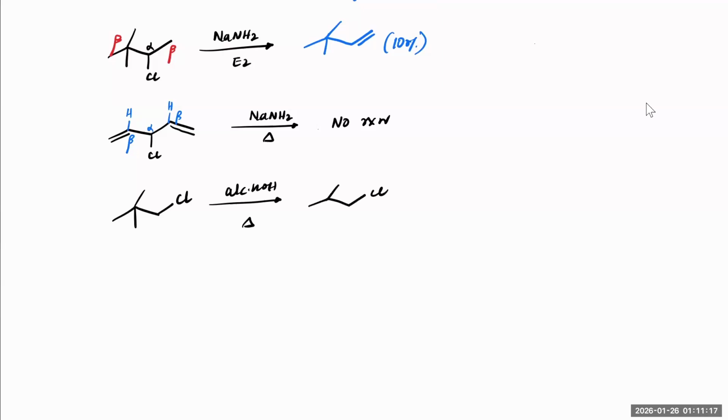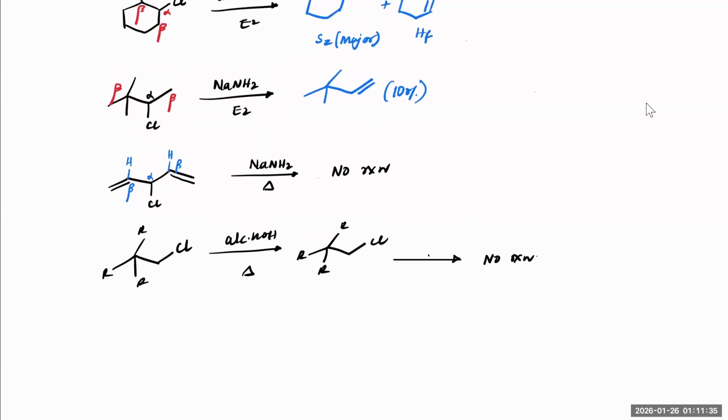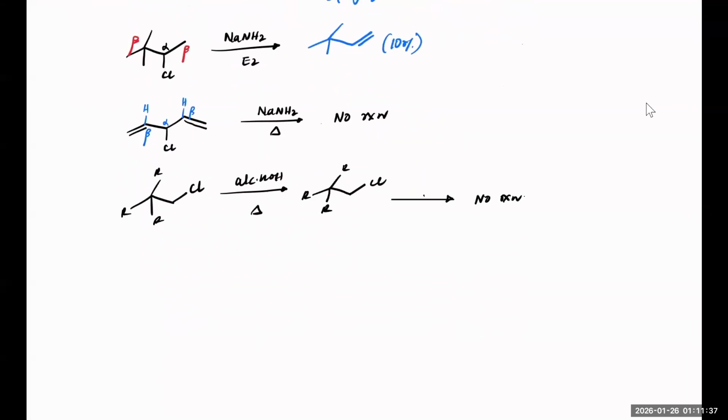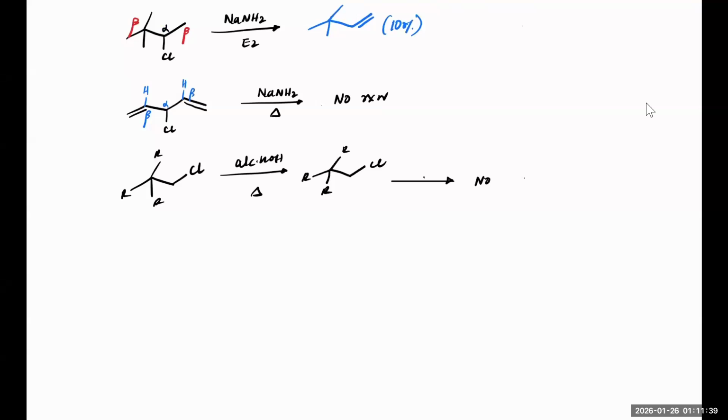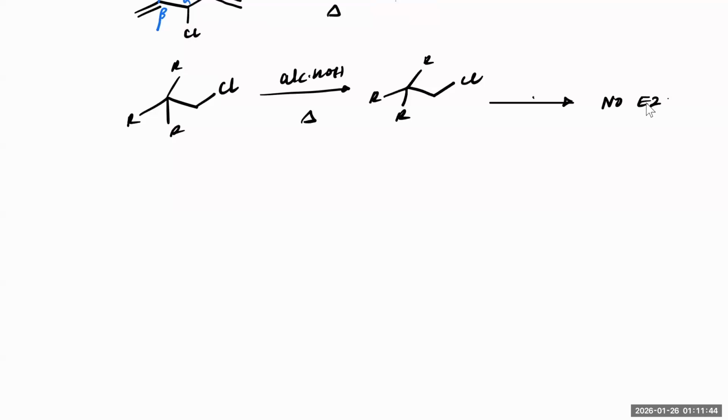Next, last one. Same logic applies there also. If we have chlorine and we have R and R and R, in that case, no reaction. Sorry, no E2 elimination. See, in no E2 cases, if they can exhibit E1, then they will definitely show it.